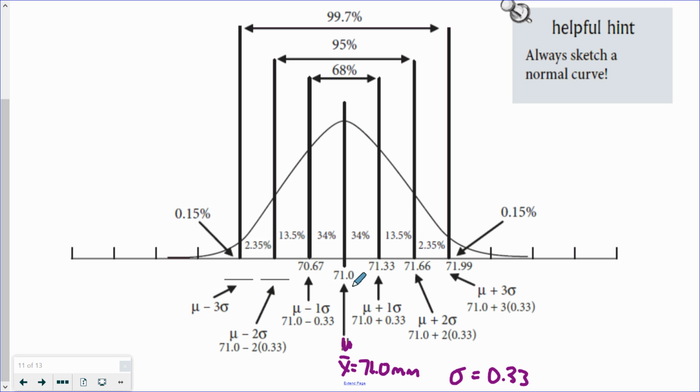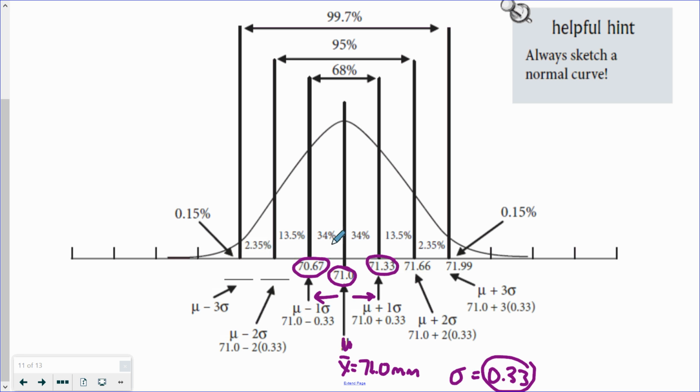So for our 68, 95, 99.7 rule, if we go one standard deviation above and one standard deviation below, I take my mean and I add a standard deviation. So that's where this number comes from. 71 plus 0.33 is 71.33. 71 subtract 0.33 gets me 70.67. So within one standard deviation, so between 70.67 and 71.33, this represents 68% of our data.